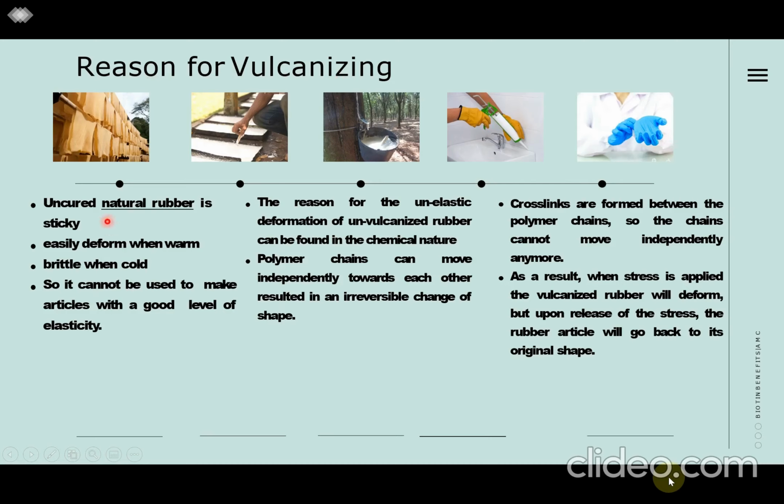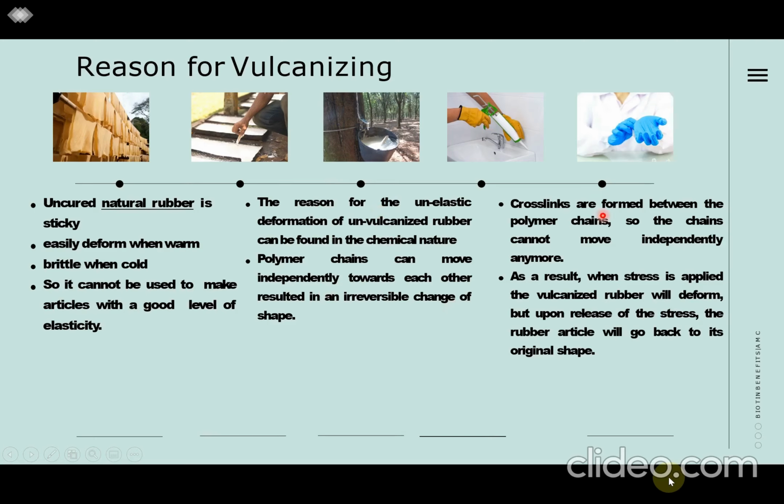The uncured natural rubber is sticky in nature. Therefore it is easily deformed upon heating or warming. Furthermore, due to its glass transition temperature, it easily becomes brittle and cracks when cold. So for that reason, we cannot make a polymer product with good elasticity. The polymer chains in natural rubber can move independently, resulting in an irreversible change of shape.